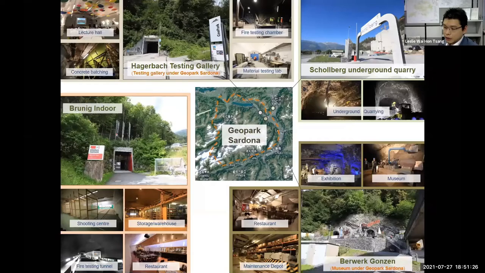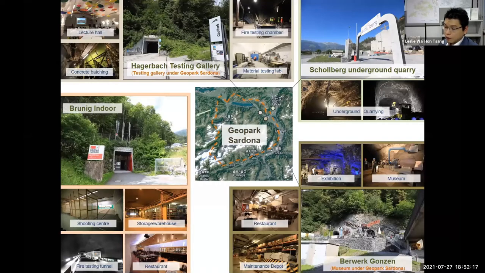Talking about the environmental effects due to the cavern development, there is another good example of Geopark Sardona in Switzerland. There are a number of underground facilities inside or in close proximity to this geopark. First, there is a Hagerbach testing gallery under the geopark. Inside these facilities, there are various kinds of interesting activities going on. For example, there is a fire testing chamber to conduct real fire tests for fire resistance of the construction materials. There are also a material testing laboratory, concrete batching facility, and some lecture hall inside the Hagerbach testing gallery.